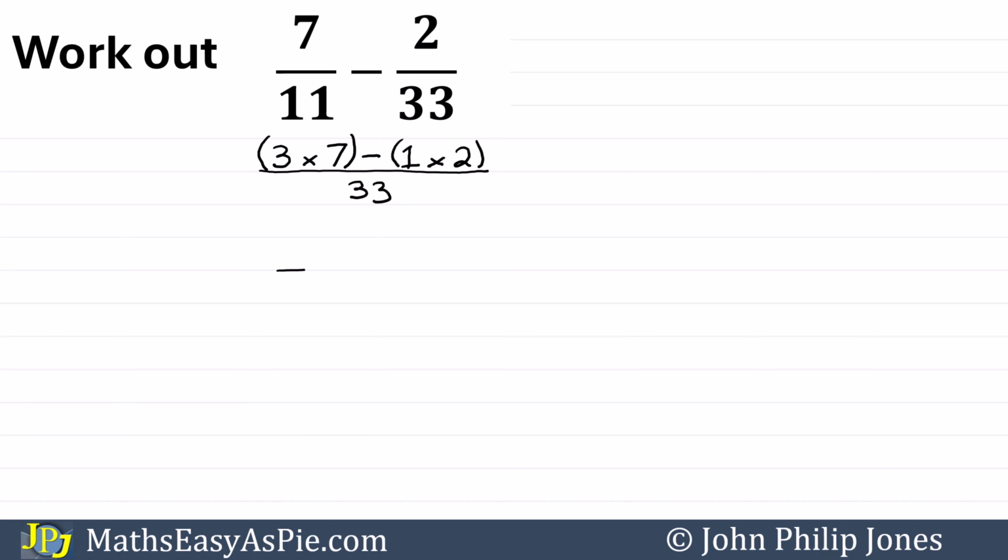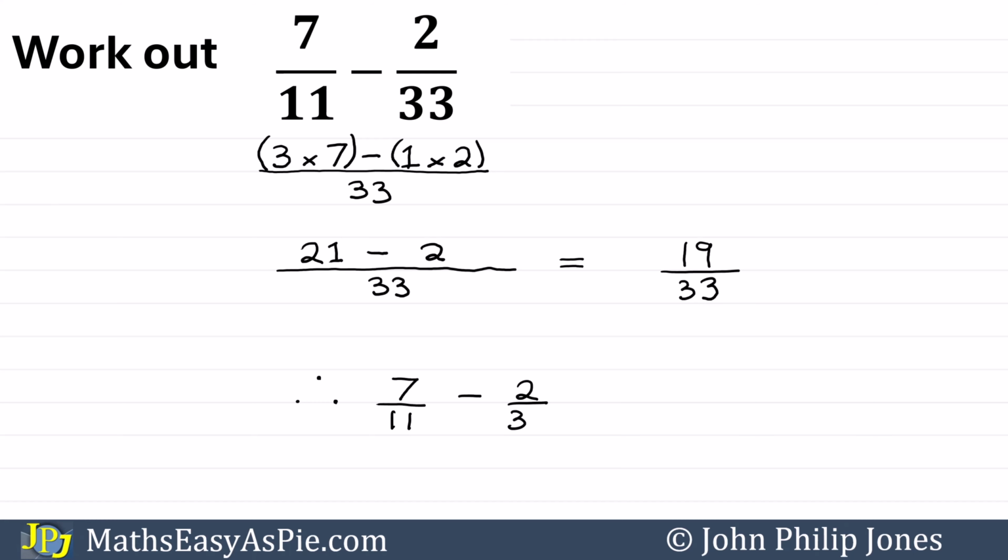We can continue with the calculation. We can see the denominator is still 33, and we have 3 times 7, which is 21, minus 1 times 2, which is 2. This will equal 21 minus 2 is 19, and of course this will be divided by 33. So you can see we have 19 33s. Therefore we can write 7/11 minus 2/33 equals 19/33.